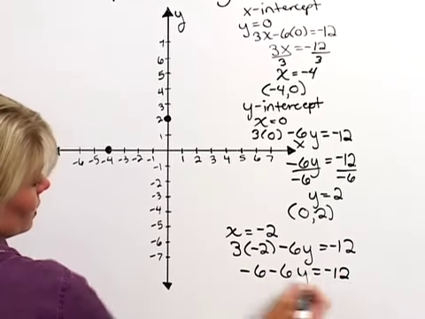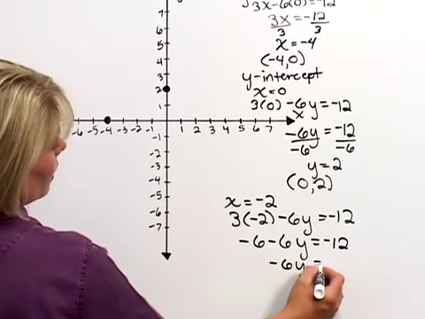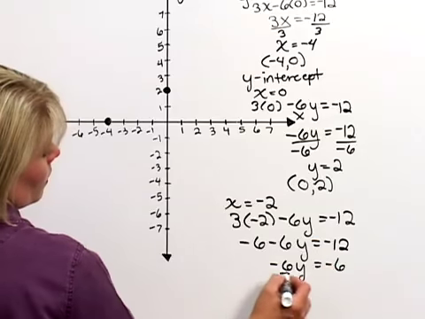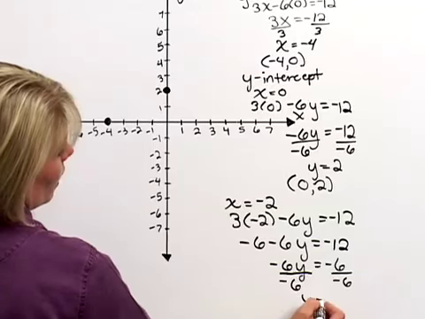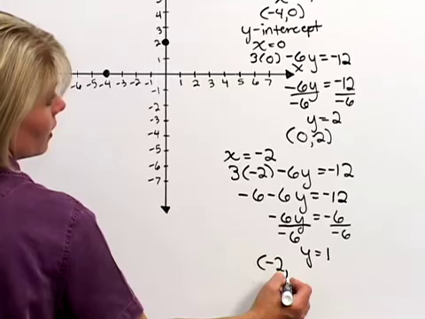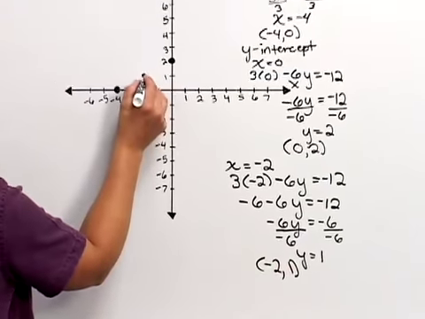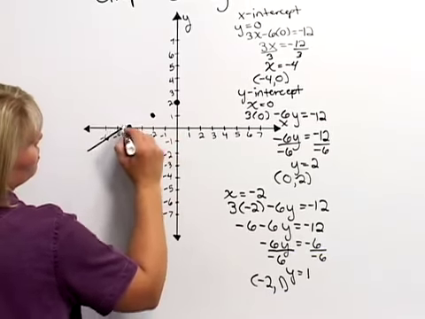If we add 6 to both sides, adding 6 here leaves us with negative 6y. Adding 6 there gives us negative 6. Divide by negative 6, and y ends up being 1. So we have another point at negative 2, 1. So we'll plot that right there, which lines up nicely with our first 2 points.